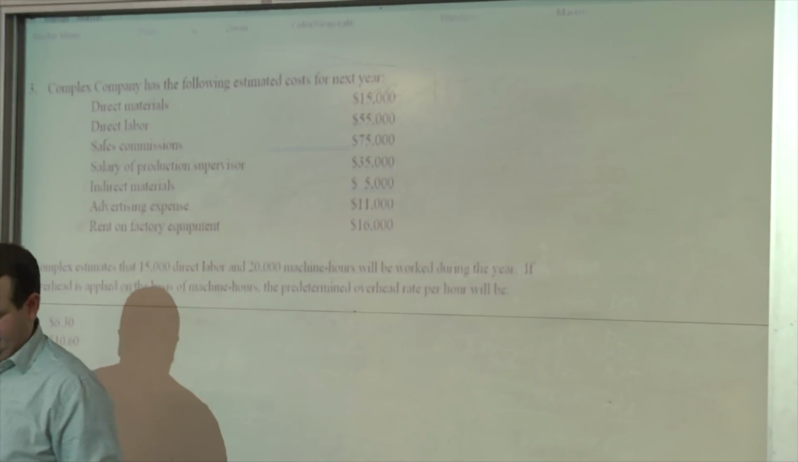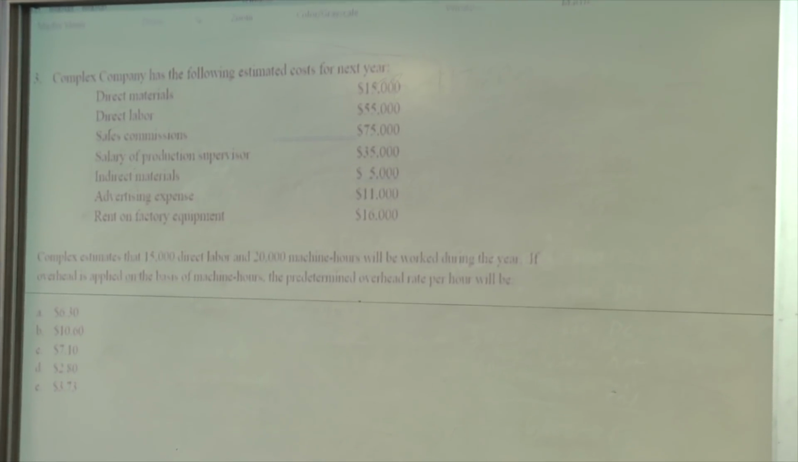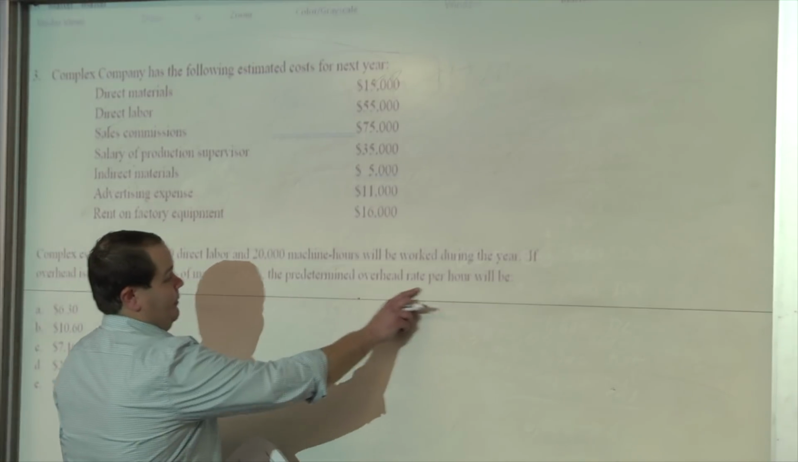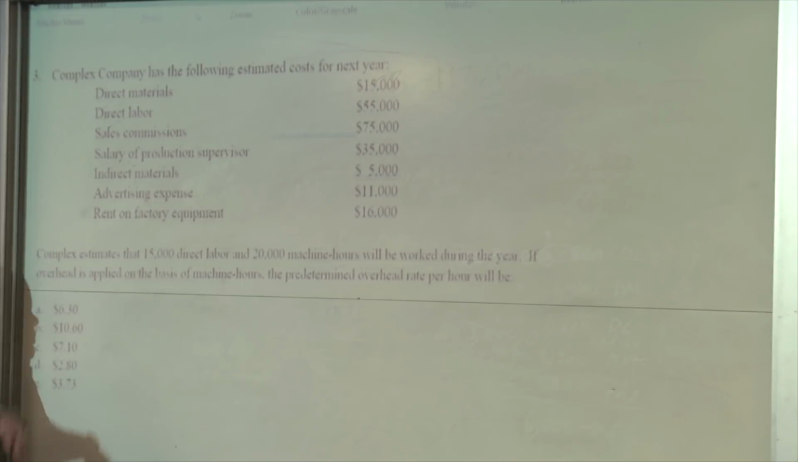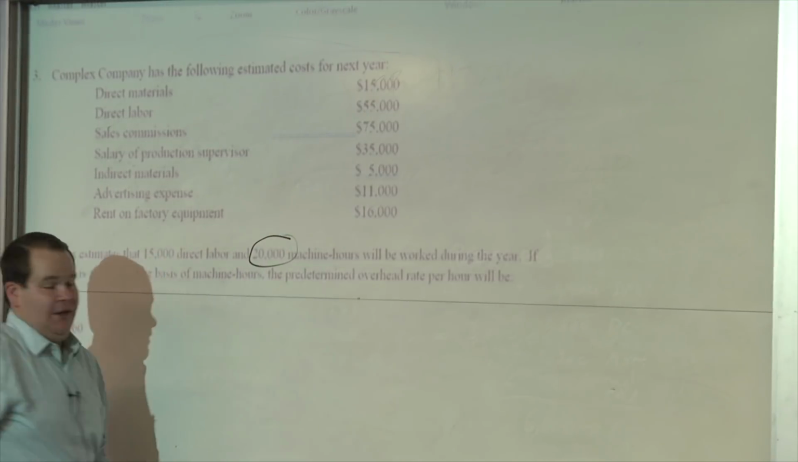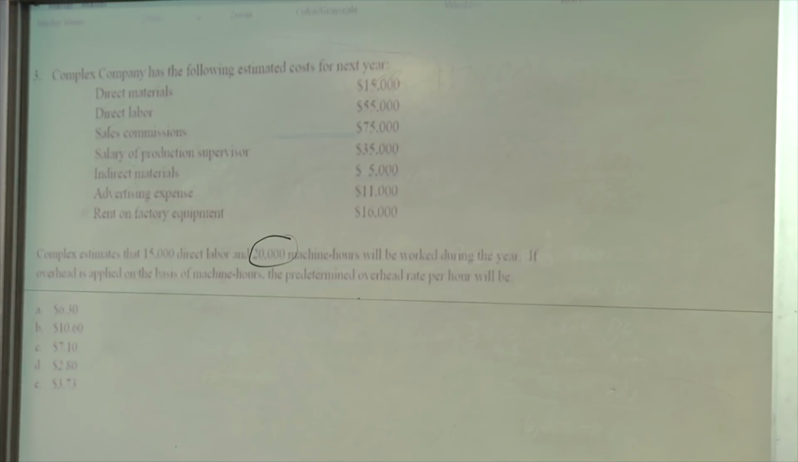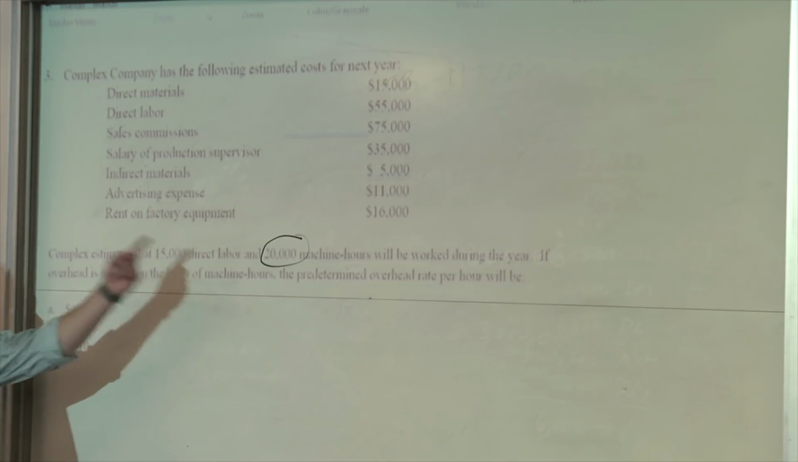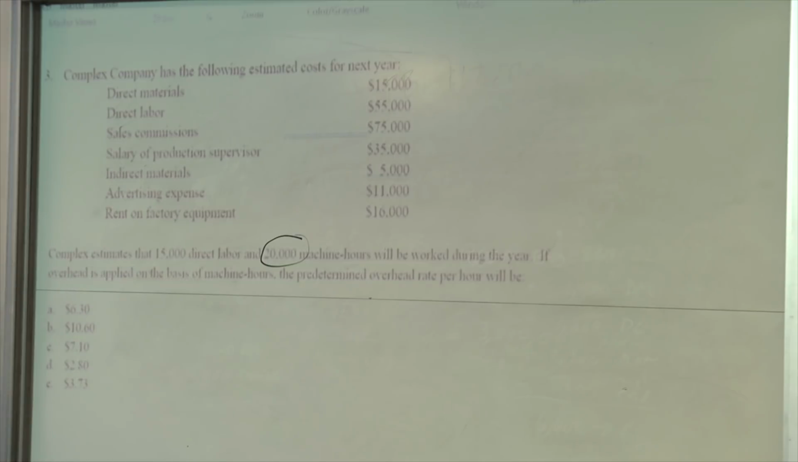Another company, Complex, has the following estimated cost for next year. Complex estimates that 15,000 direct labor hours and 20,000 machine hours will be worked during the year. If overhead is applied on the basis of machine hours, the predetermined overhead rate will be? So they flat out tell us they apply overhead on the basis of machine hours. So we care about that number. What we need to do is figure out the estimated overhead, divide it by estimated machine hours, and that gives us our predetermined overhead rate.